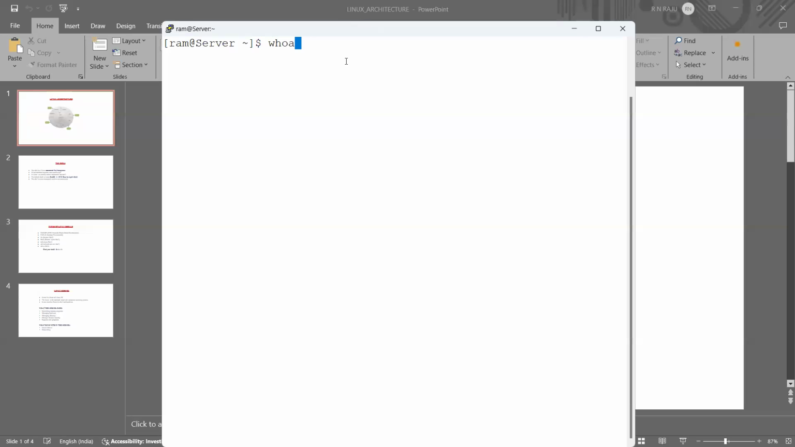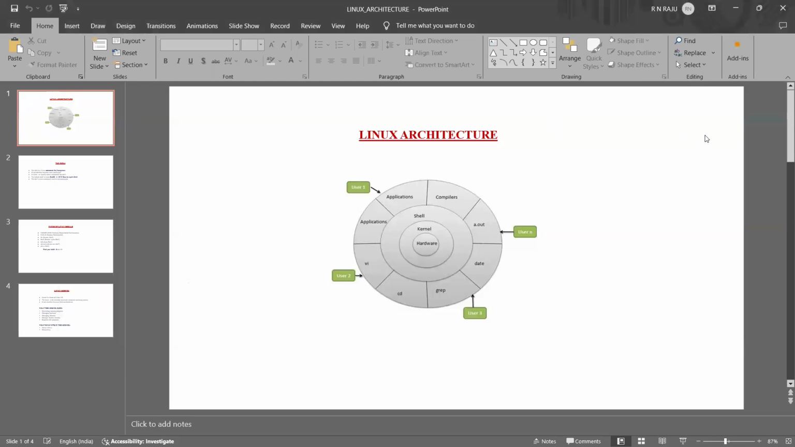So now if I run whoami, now my current login username is Ram. Right, this is the command to check your current login username. Now this Linux operating system is operating right now as user Ram. So a user can execute multiple things like binaries, compilers, commands, and a lot of things.